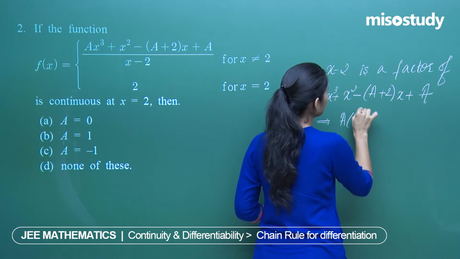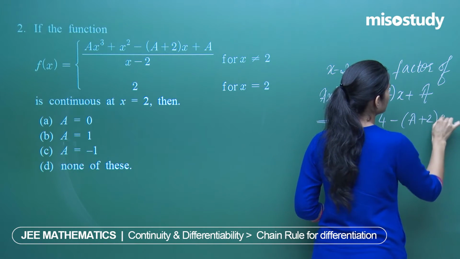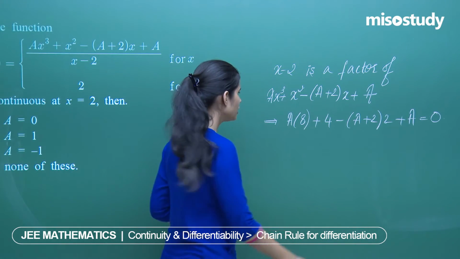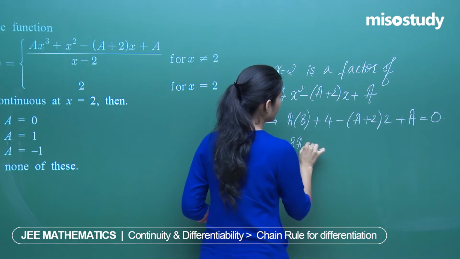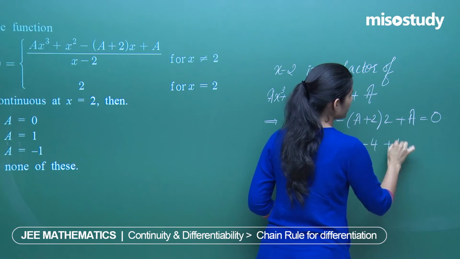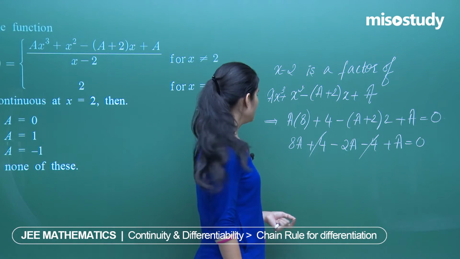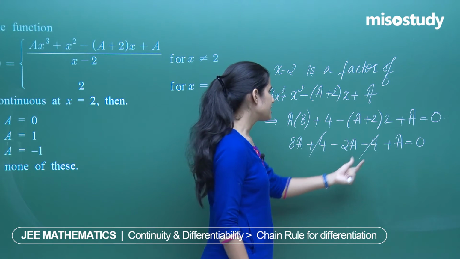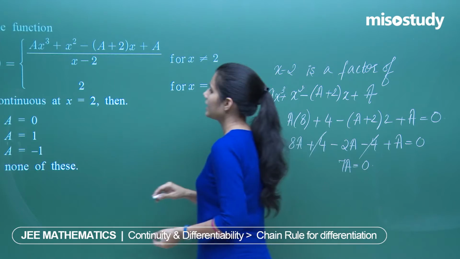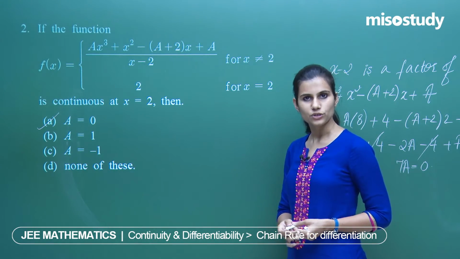That means in place of x, if I put 2, I am getting 0, right? So you get 8a + 4 − 2a − 4 + a is 0. Minus 4 plus 4 cancels. You are left with 8a − 2a, that is 6a, 6a + a, that is 7a is 0, or I can say a has to be 0 for this function to be continuous at x = 2.